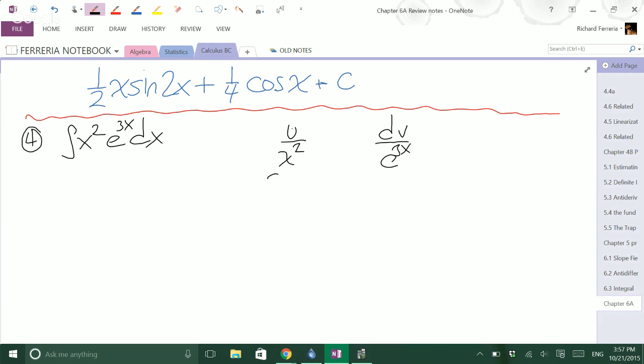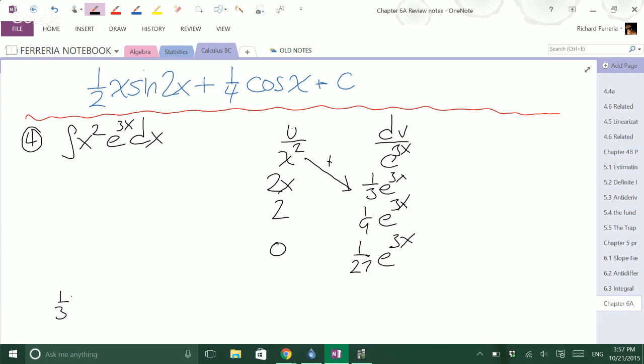So let's keep going. 2x, 1/3 e to the 3x, 2, 1/9 e to the 3x, and then 0, 1/27 e to the 3x. Positive. So what is that? 1/3 x squared e to the 3x. Next one.